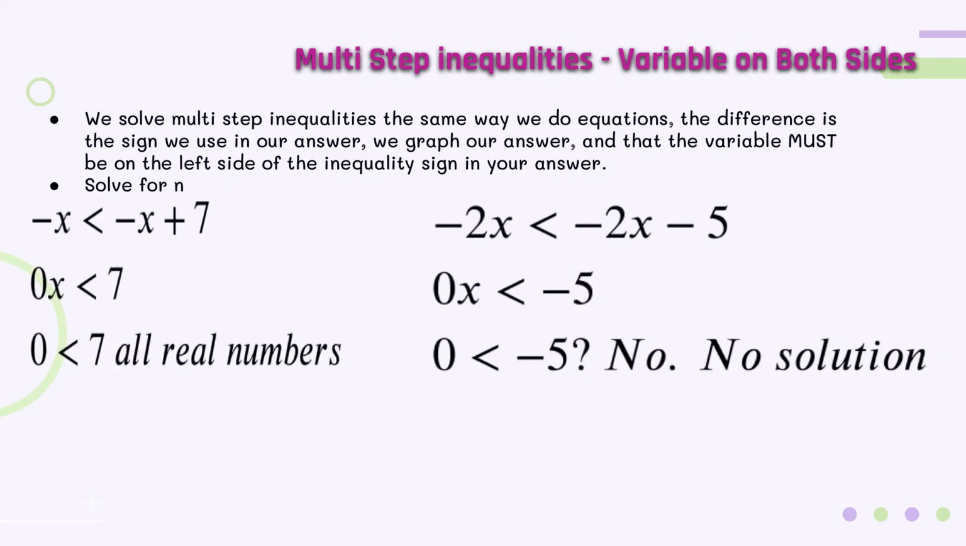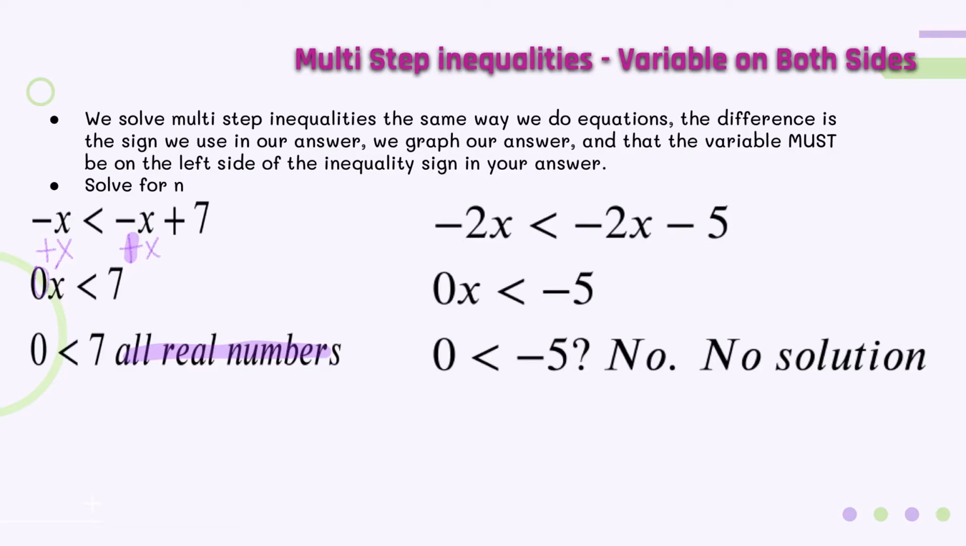So here's a special case where we have variables on both sides, just like we did with variables on both sides of an equal sign. We ended up with infinite number of solutions, no solution, or one solution. That can be the same here, but instead of infinite solutions, we're going to write the words all real numbers. So here I added x to both sides. So I'm left with 0x. Don't just cancel it, just write 0x is less than 7.